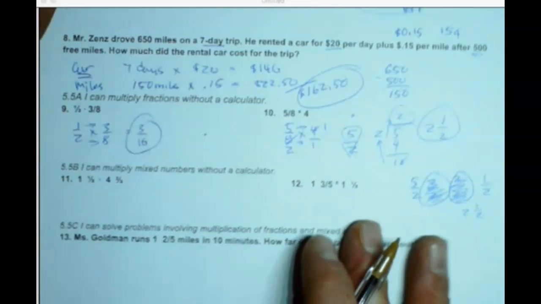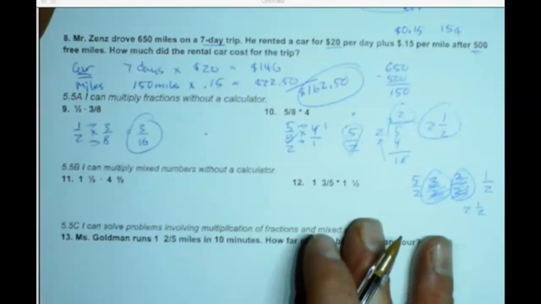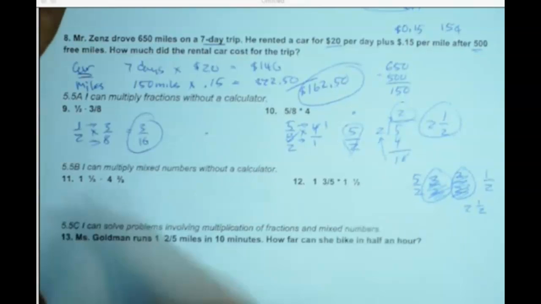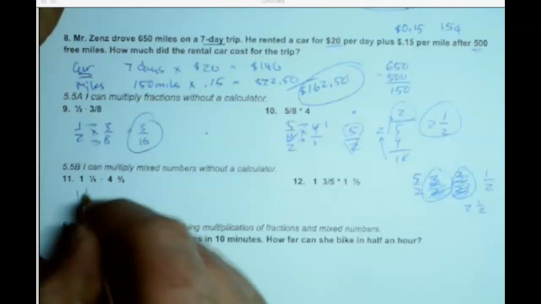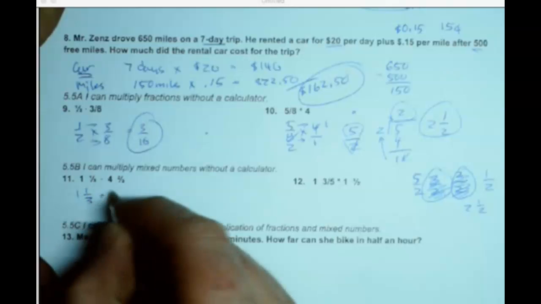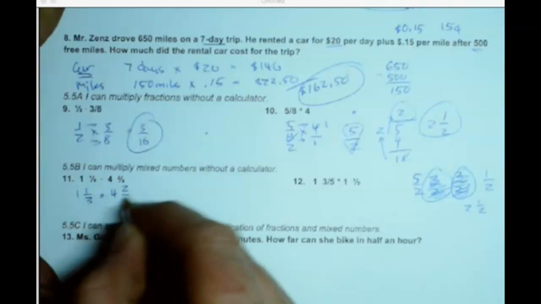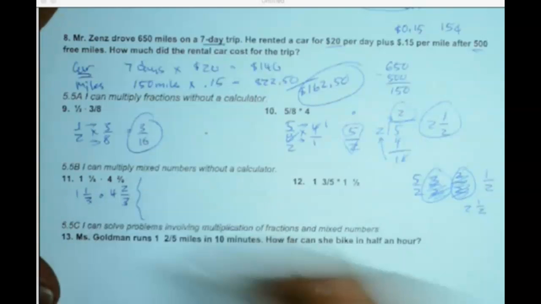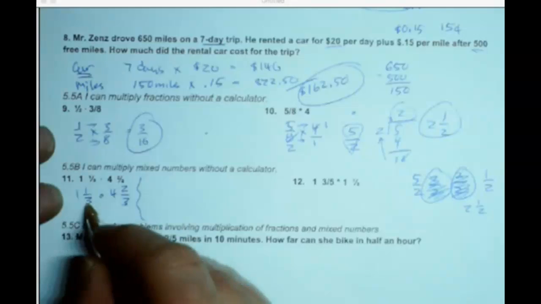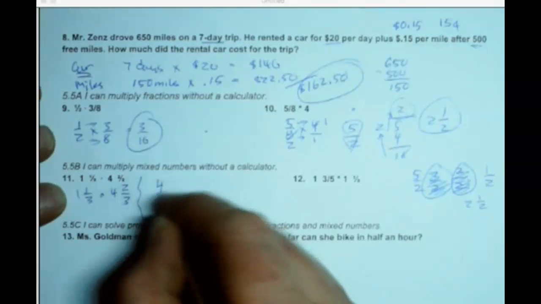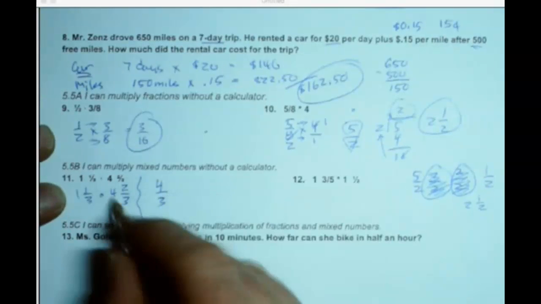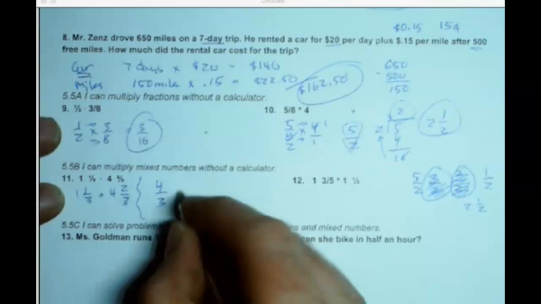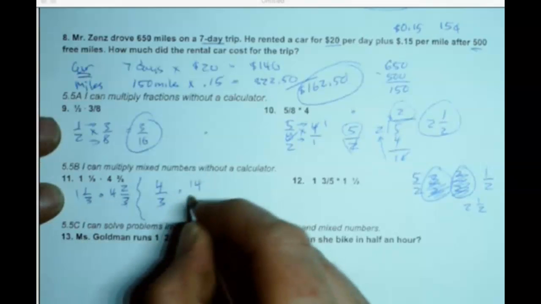All right, I can multiply mixed numbers without a calculator. Same thing. Rewrite those numbers so you can see them. 1 and 1/3 times 4 and 2/3. Well, the first thing you've got to do is convert these babies to improper fractions. 1 times 3 is 3 plus 1, 4/3. 4 times 3 is 12 plus 2 is 14/3.